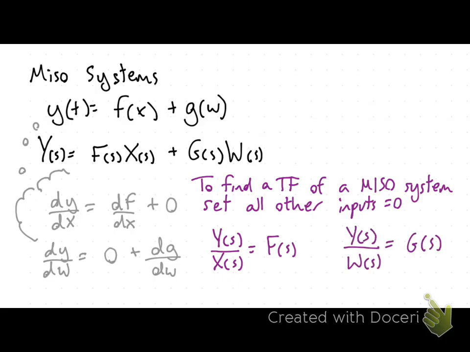So if we want to find the transfer function of a MISO system, we're going to do a similar method. We're going to set all other inputs equal to 0. So y of s over x of s will be the transfer function if we wanted x of s as our input, and y of s over w of s would be our transfer function if we wanted w as our input. Because what a transfer function tells us is how our output changes based off of one input. And we're going to be satisfied with having that as our system.